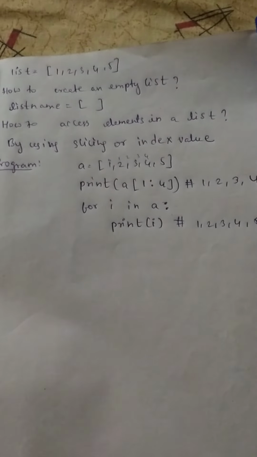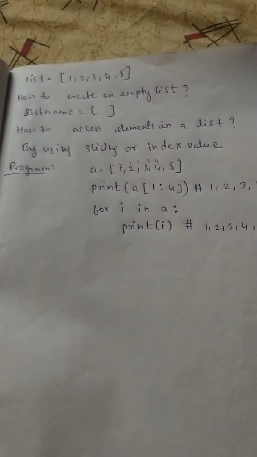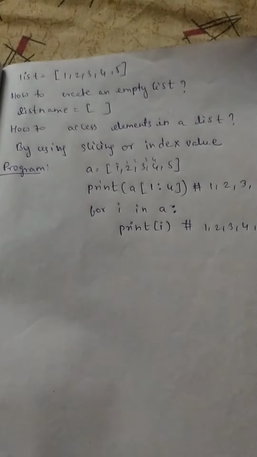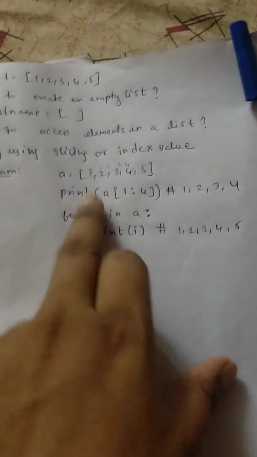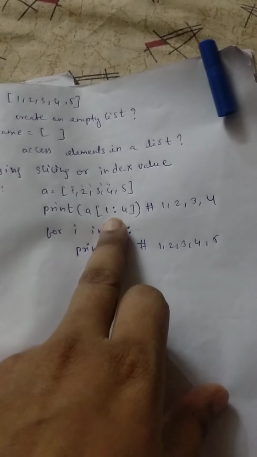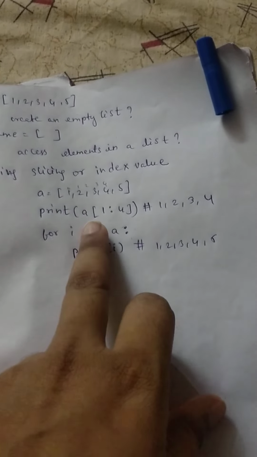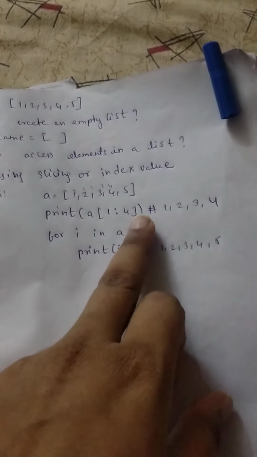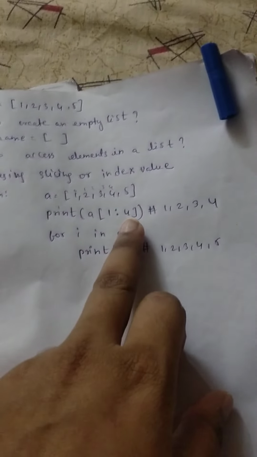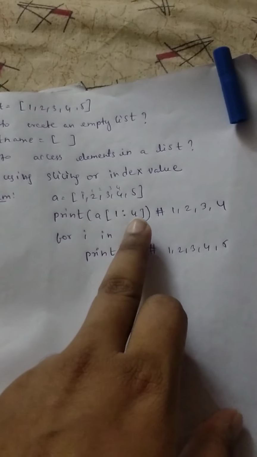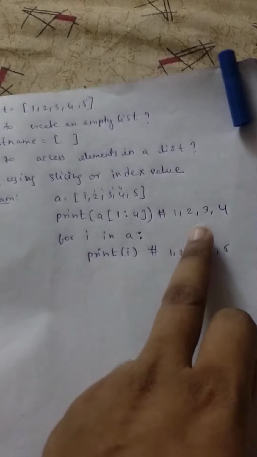Now I have told you that by using slicing or index values we can access the list, and now I am telling how to access a list by using slicing. If you observe this statement, print A of, open square brackets, 1:4. This 1 value indicates the start where the slicing should start, and 4 indicates the end of the slicing where the slicing should stop. Print A of 1:4 will give the output of 2, 3, 4.